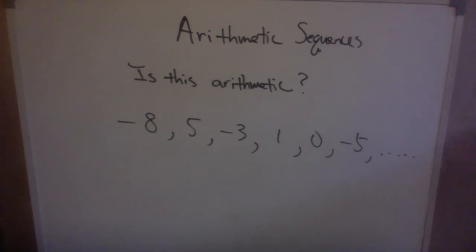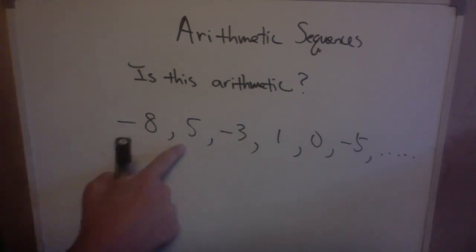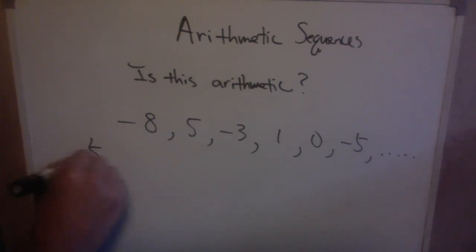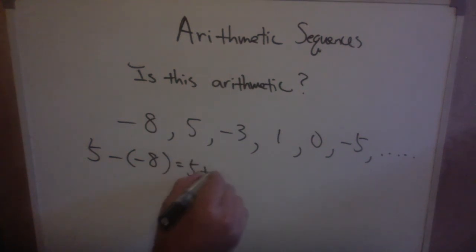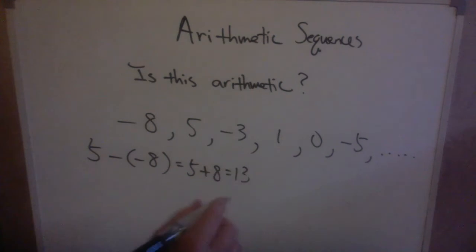Okay, here's the next example. We have -8, 5, -3, 1, 0, -5, and so on. Let's figure out if this is an arithmetic sequence. Like we did before, we take any term and we take the difference between that term and its preceding term. So I'm going to take 5, and I'm going to go 5 minus -8. That difference is 5 plus 8, so that's 13.